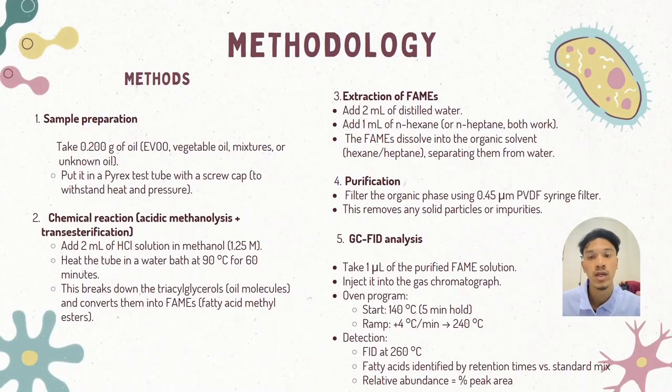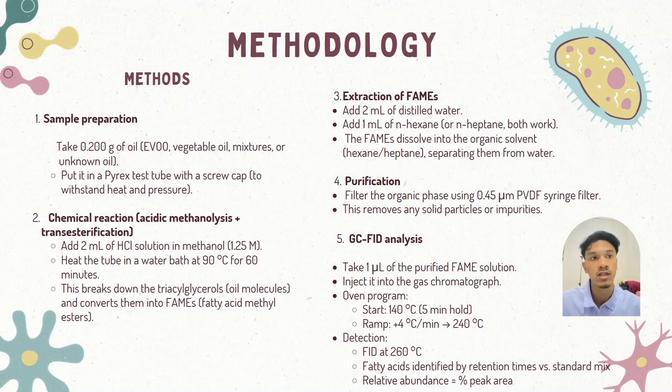For method number 1, sample preparation, we take 0.2 gram of oil mixture and put it in a Pyrex test tube with a screw cap. Number 2, chemical reaction. Add 2 ml of hydrochloric solution in methanol and heat the tube in a water bath for 60 minutes, and this will break down the triacylglycerol and convert them into FAMEs.